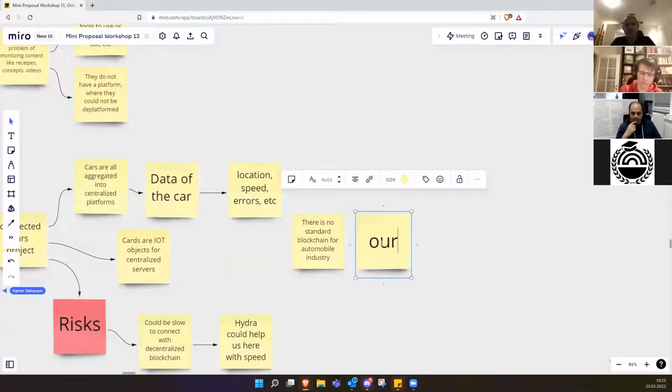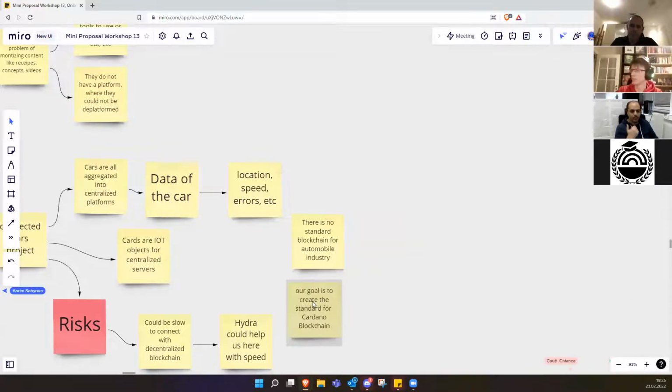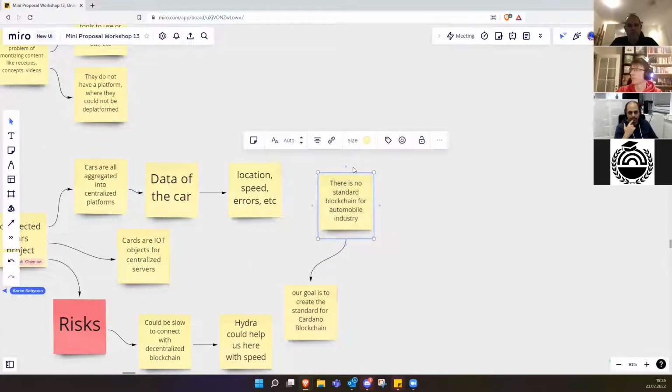Charles Hoskinson also made this analogy of Cardano with the Linux operating system. I see the Linux operating system is on all cars, on airplanes, on computers, and so on. So our objective is also to have Cardano on all systems, beginning with cars as a platform for developing dApps.